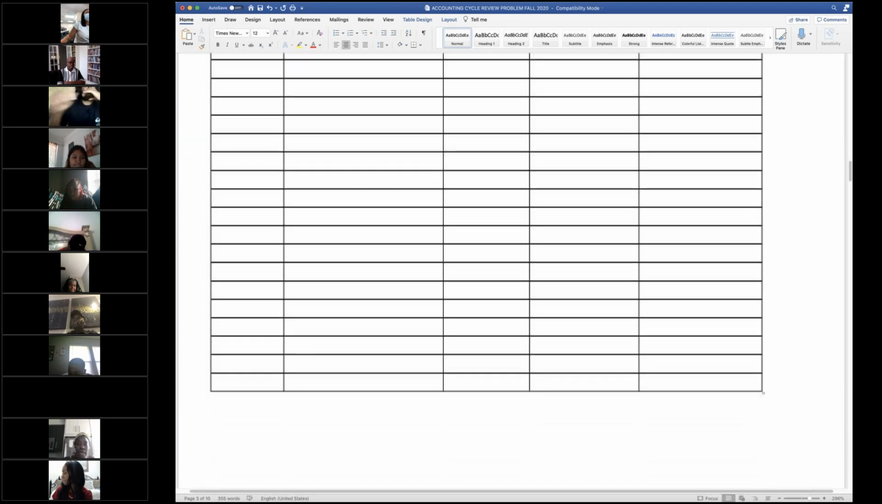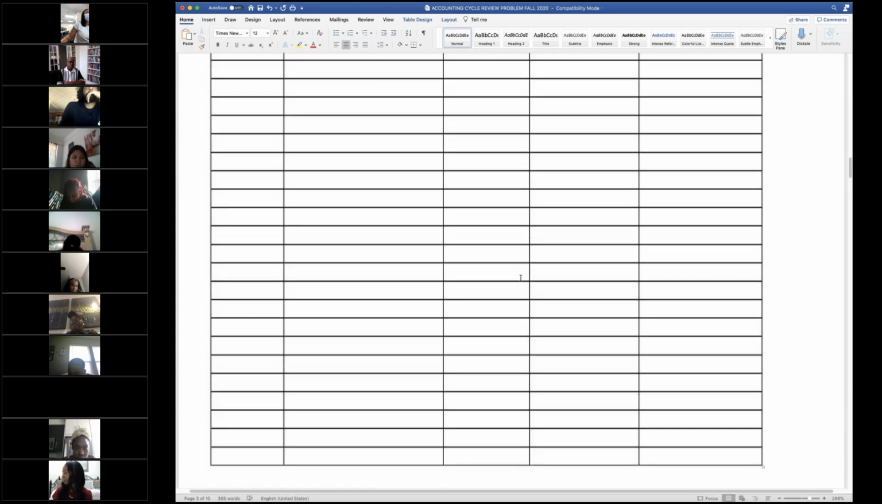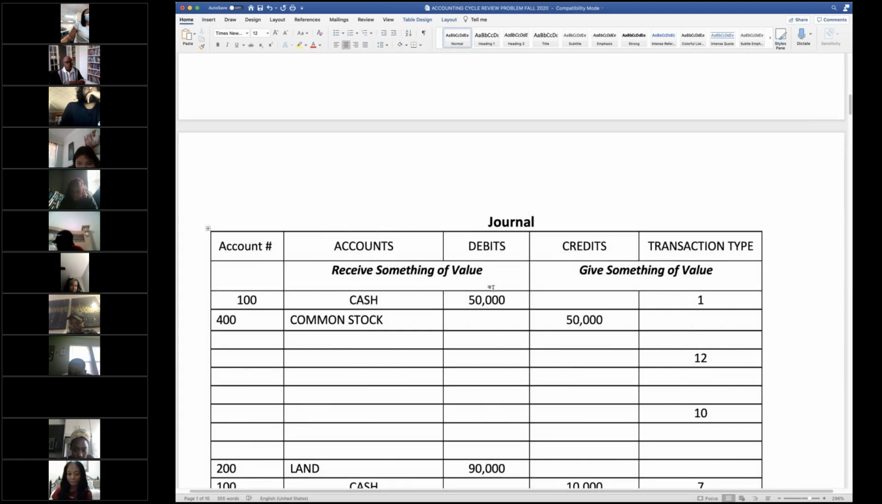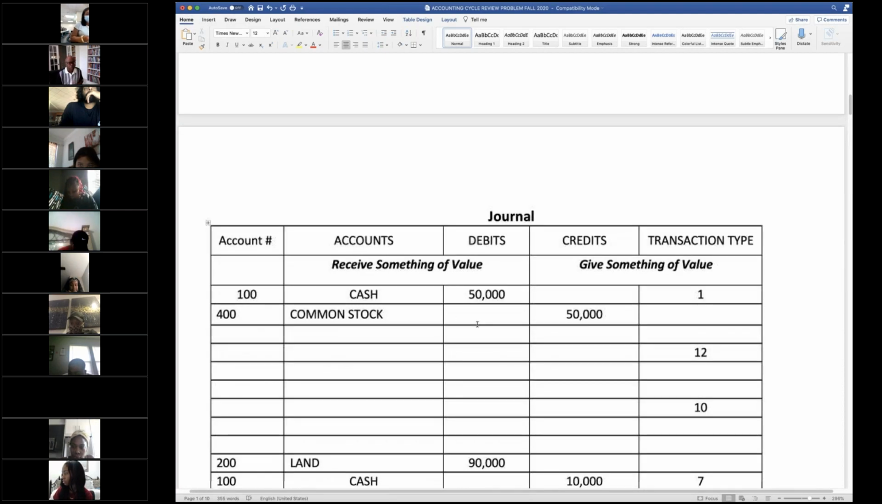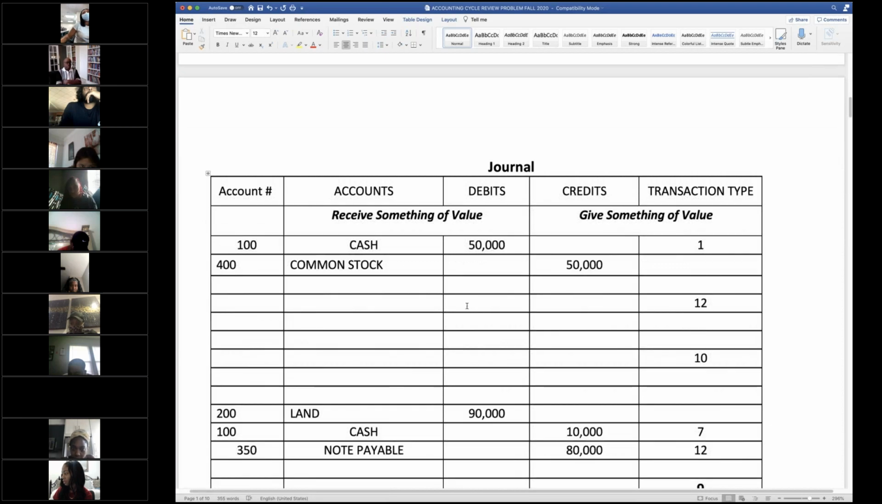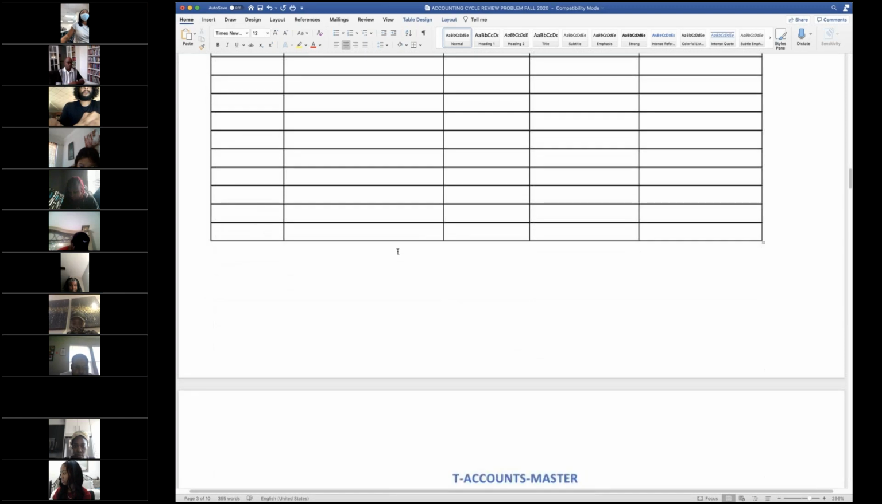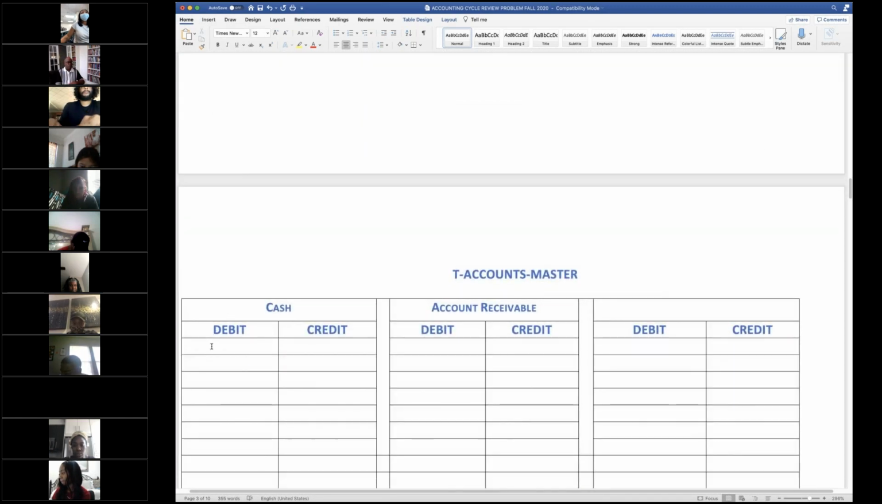Okay, it's time for us to post to the ledger because we need to know how much cash we got. So to find out how much cash we got now and how much is in each account, we're gonna post the first one together, and then you all gonna post the rest of them. A debit in the journal entry is a debit in the T account. So we're gonna debit cash for 50,000.